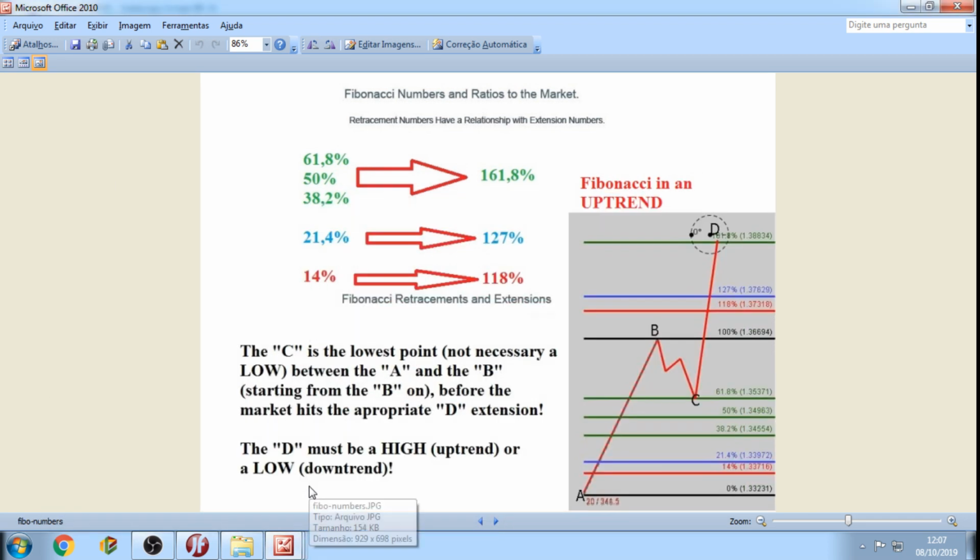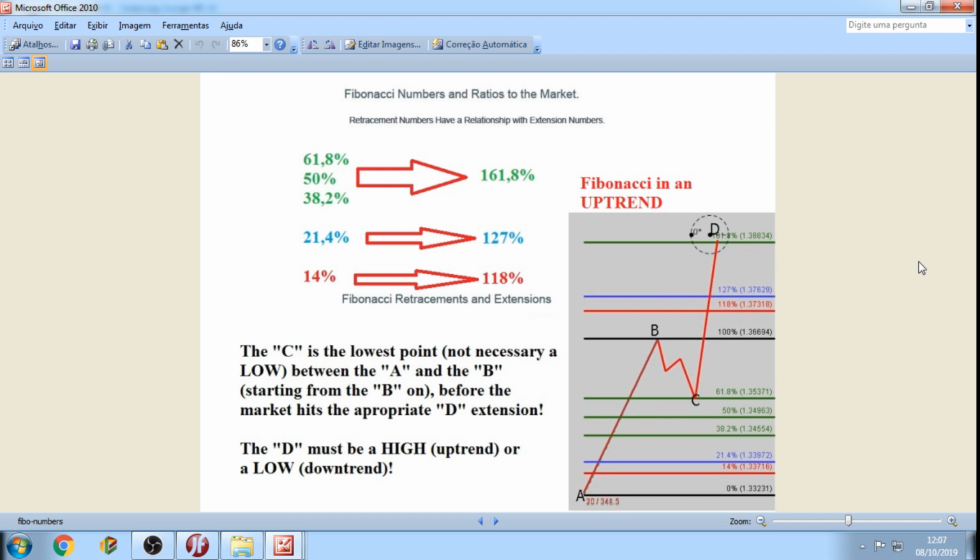Now let's move on to the other one. Now this is Fibonacci in an uptrend. Okay, so take a screenshot of this also. It's a different picture. The one before was Fibonacci in a downtrend. This is Fibonacci in an uptrend. We have the same ratios and the same relationships between retracements and extensions. Green goes to green, blue goes to blue, red goes to red.